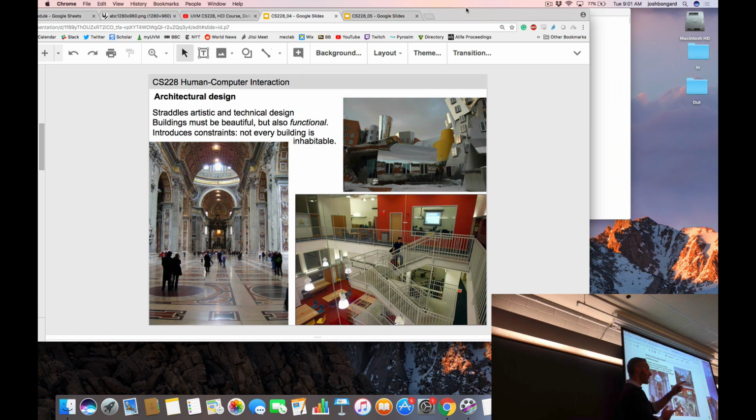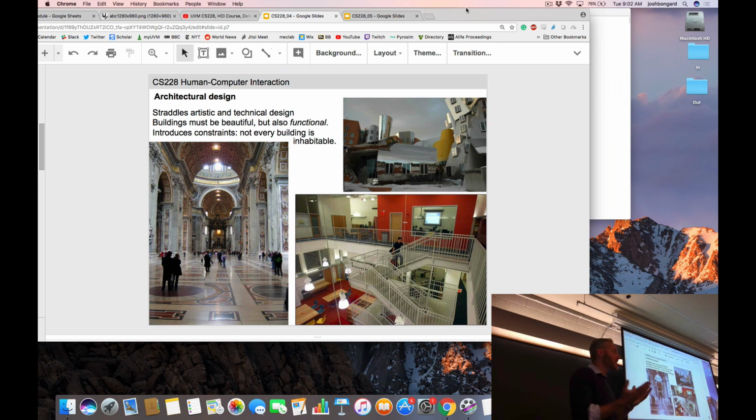Okay. Isn't that Notre Dame? Not quite. Any other guesses? Is that St. Peter's Cathedral? In Vatican City, yes. Okay. Two very different buildings. Clearly there was significant effort to make these buildings not just functional, like this particular building. There was also an effort to make it beautiful given the standards of beauty in the time that the building was made. Very, very different buildings, okay?